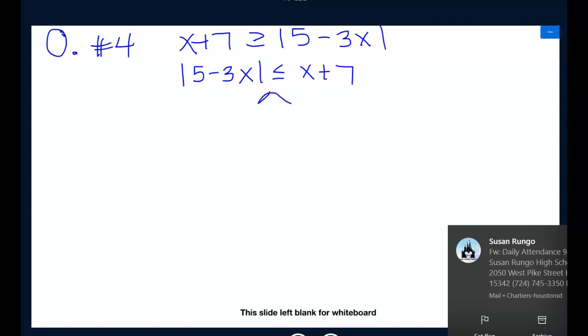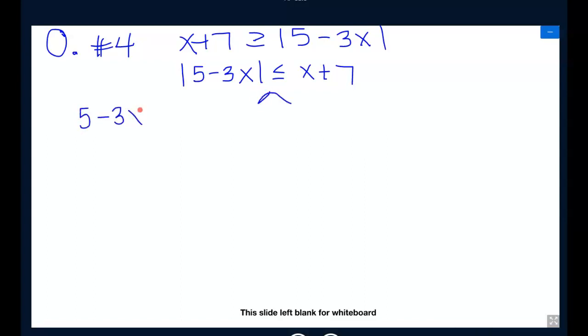So then when you do your split, you see 5 minus 3x less than or equal to x plus 7. But you also need to see 5 minus 3x. And with an inequality, when you split an absolute value, you have to change the direction of the inequality, as well as making everything on the opposite side negative. So it'd be negative x, negative 7. Go ahead and solve for x in each of those. I'm not going to talk through it. I'll let you think through it on your own.